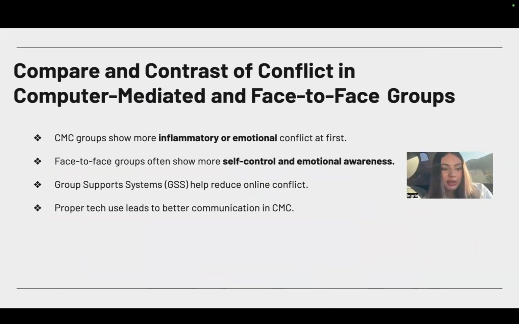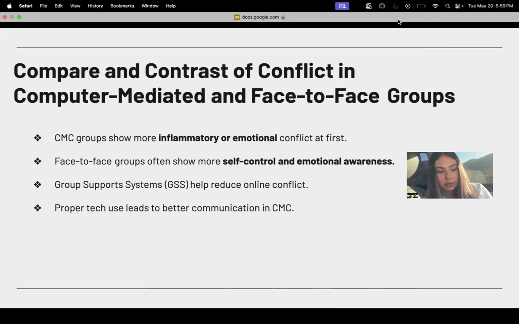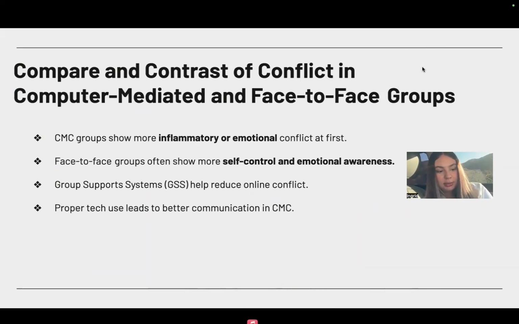Research has shown that CMC groups tend to experience more intense or emotional conflict, especially in the beginning. That's because it's really easy to misunderstand someone's tone when reading a message. Like someone might just write okay, but it could sound rude or dismissive depending on how you read it. Also, when people communicate online, they might feel more anonymous or less accountable, which sometimes leads to more aggressive or unfiltered comments. Face-to-face groups, on the other hand, are better at picking up on tone, facial expressions, and body language. These little signs help people understand each other better and avoid unnecessary conflict.